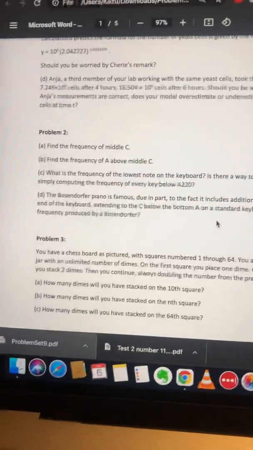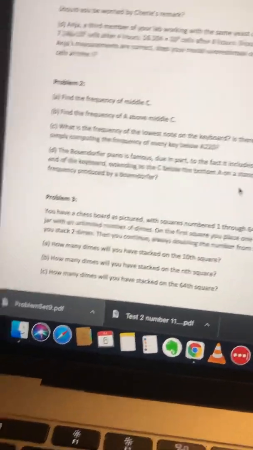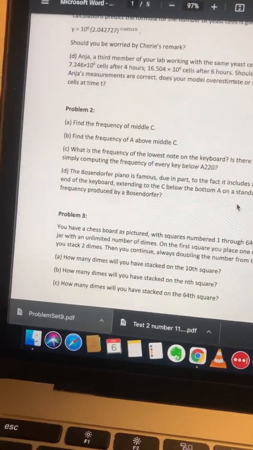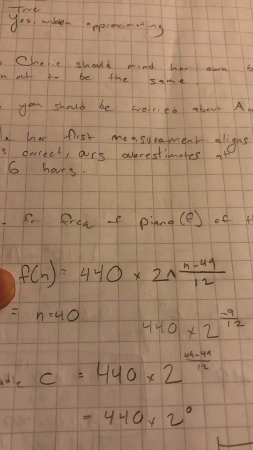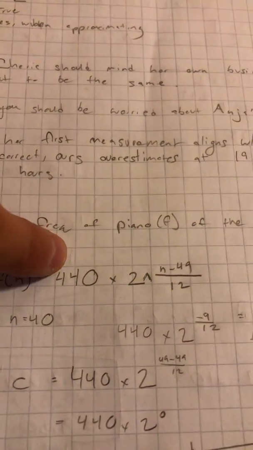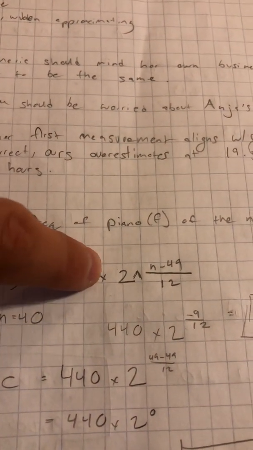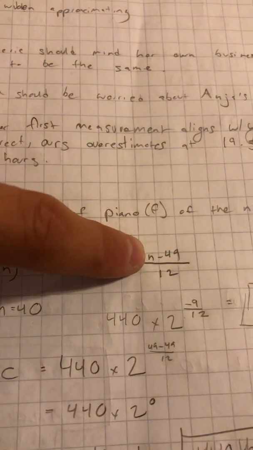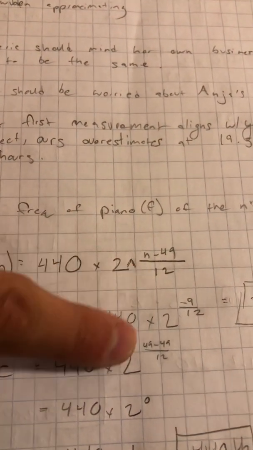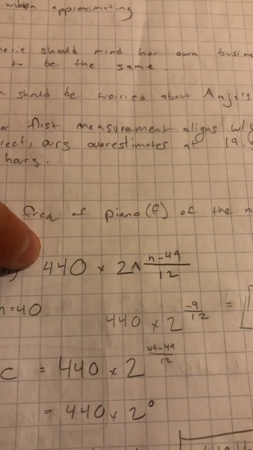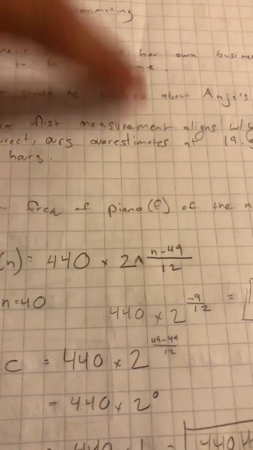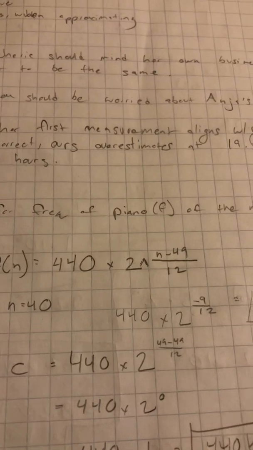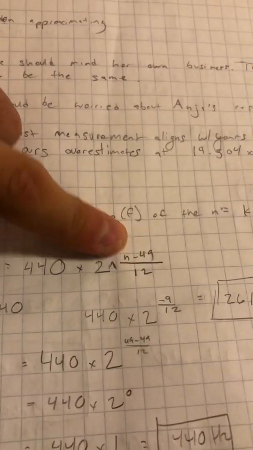To find the frequency of middle C, if you want to do it mathematically, which I assume is what this assignment is for, we use the frequency of piano using the nth key formula, and that's here. So you have f of n equals 440 times 2 to the (n minus 49) over 12. That can also be written a different way: 440 times the 12th root of 2 to the n minus 49. But I prefer this way just because it's easier for me.